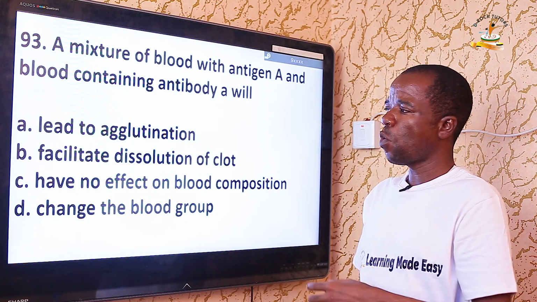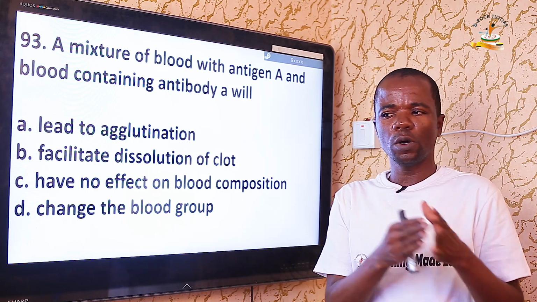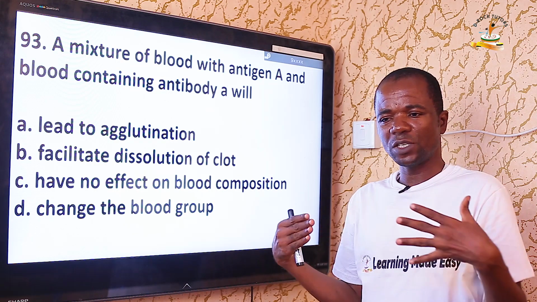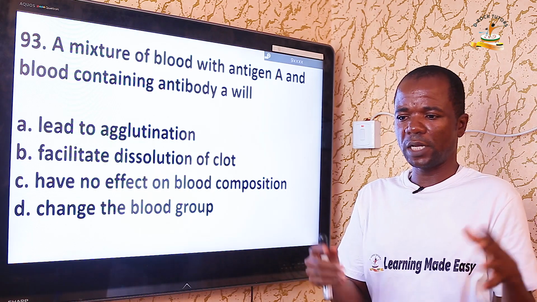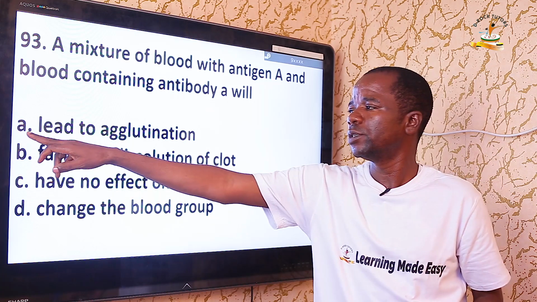And that is the reason why before blood transfusion is carried out, the blood of the donor and the intended recipient has to be cross-matched to ensure that clumping or agglutination does not occur. The correct answer once again is A.